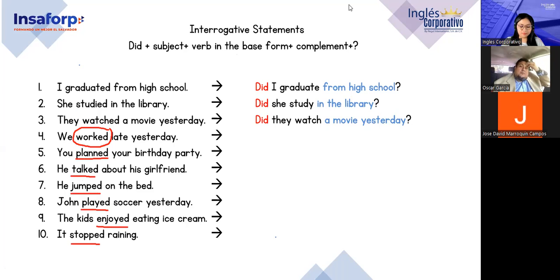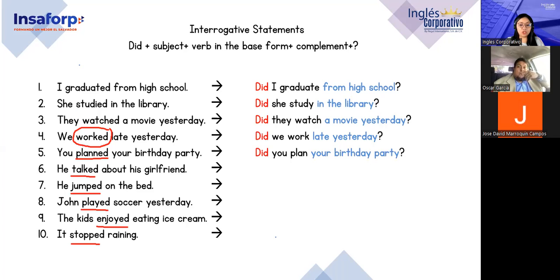¿Cómo les queda? Number four. Did we work late yesterday? ¿Será did we work en pasado o en presente? Did we work? Did we work? Ahí está, la pronunciación. Yo lo escuché en pasado. There we go. Did we work? Did we work late yesterday? Yes or no? Ya vamos a ver cómo responder.